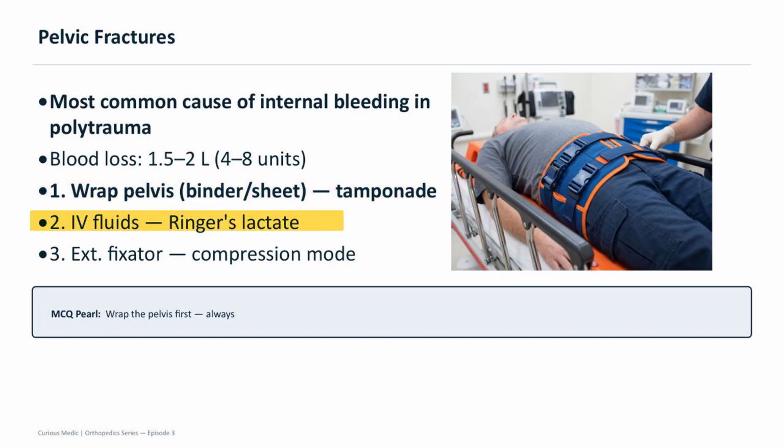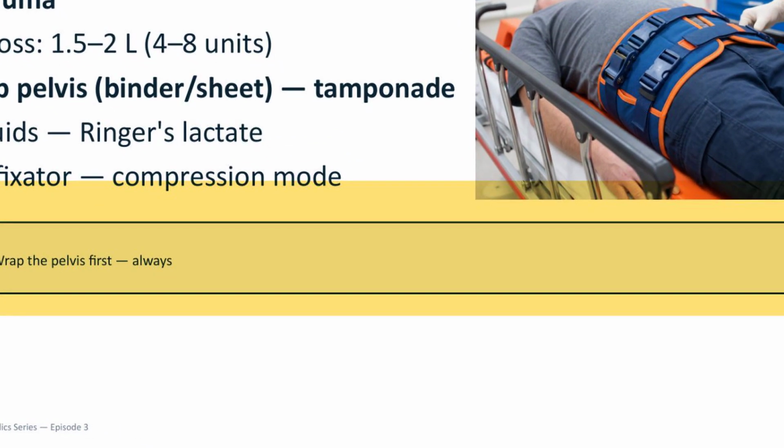Second, give intravenous fluids. Ringer's lactate is the preferred fluid in ATLS because it has a buffering effect on the metabolic acidosis that develops in trauma. Third, apply an external fixator in compression mode. This compresses the pelvis mechanically, further reducing pelvic volume and adding to the tamponade effect. The MCQ pearl here. Pelvic fracture is the most common cause of internal bleeding in polytrauma. The first step is always to wrap the pelvis, and the expected blood loss is 1.5 to 2 liters.